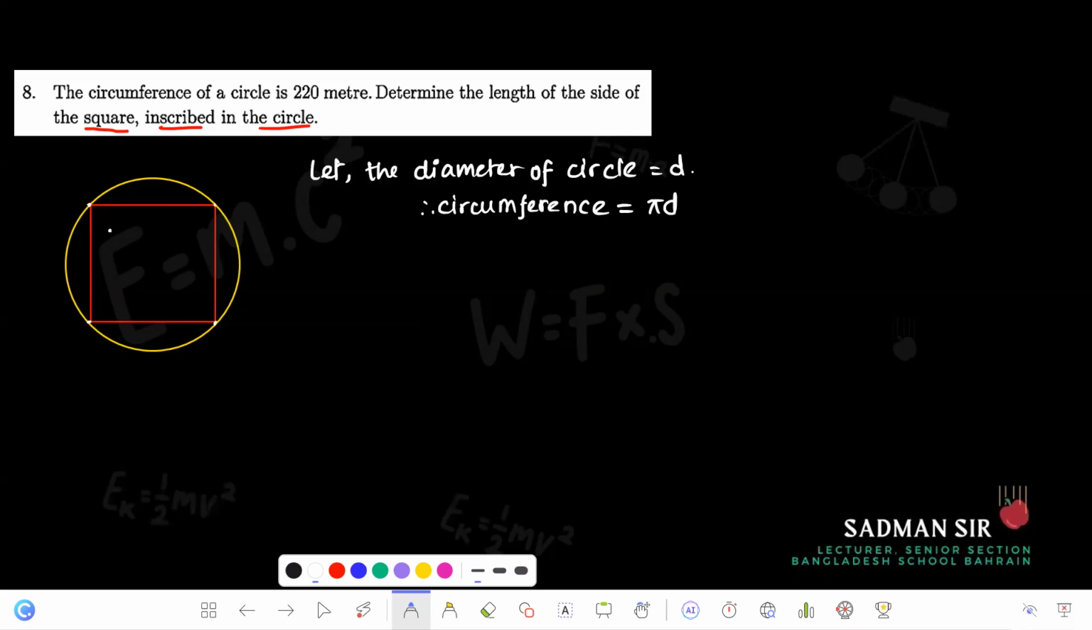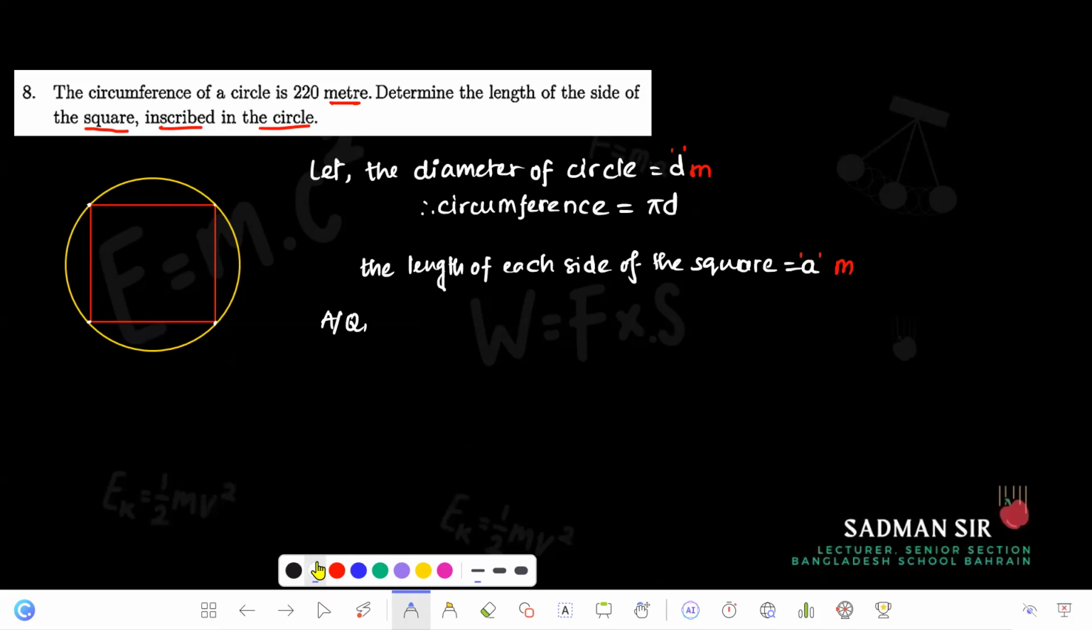Another shape is involved here, which is square. We will consider the length of each side of the square, let us consider that to be a. Now, the unit that we will use is meter. Remember, so d meter. So here also it will be a. Now, according to the question, what can we write? Take a look at it very carefully. If I draw the diagonal of the square, the diagonal, okay?